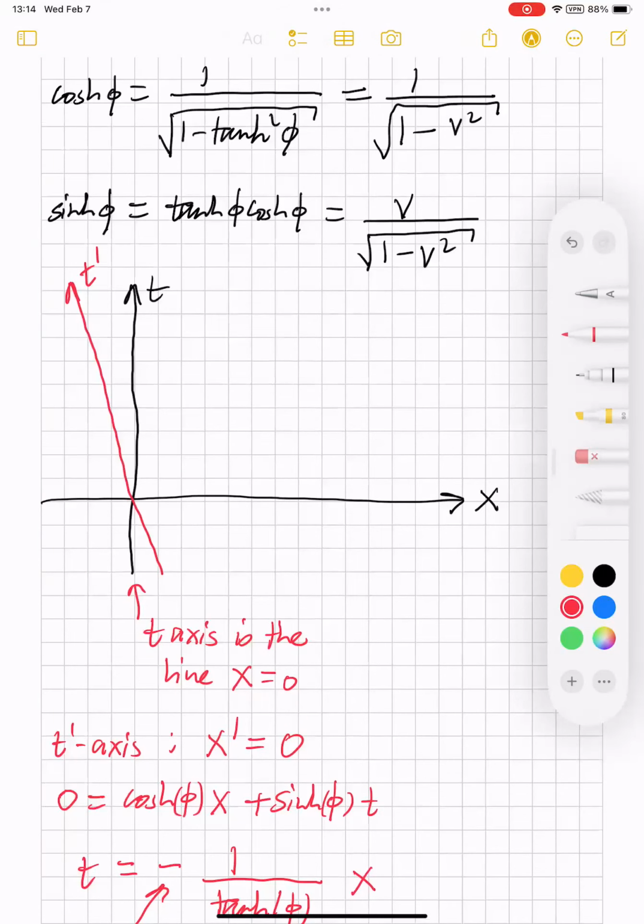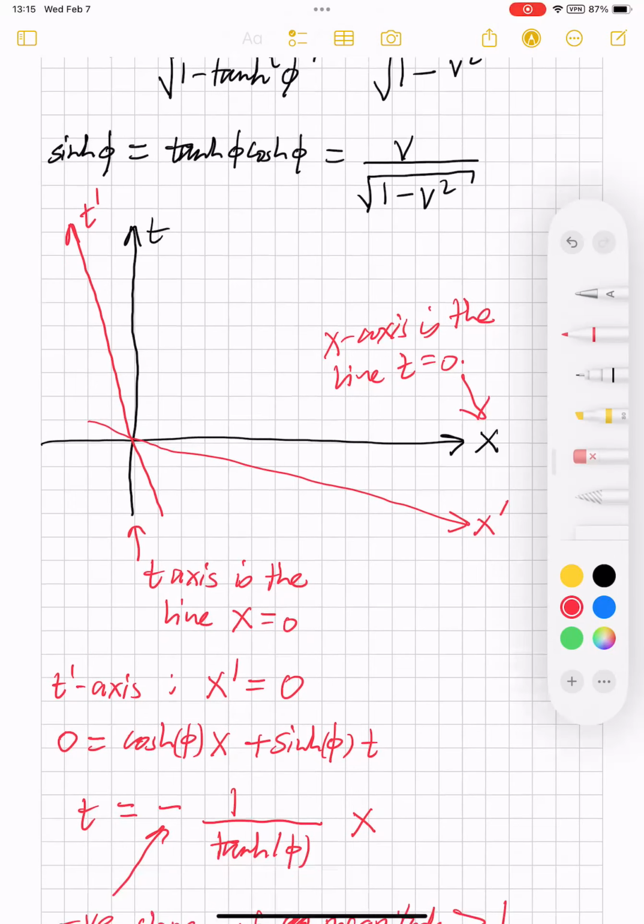Very good. Now, if you do exactly the same exercise, and I'm going to let you do it, you can work out where the x prime axis is. So what is the x-axis? The x-axis is the line t is equal to 0. So you would say t prime is equal to 0, and that would tell you what the x prime axis is. So here is the x prime axis. Okay, good.